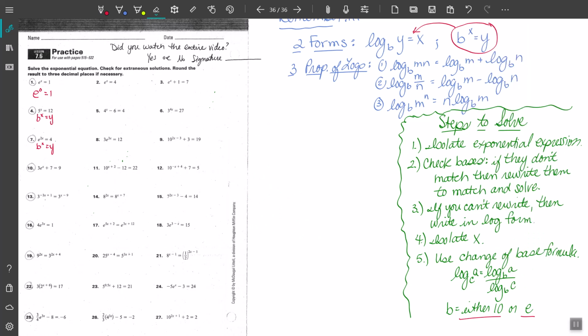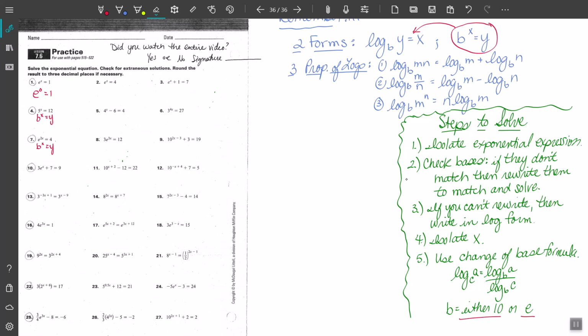Now, number 13 is a little bit unique in the fact that we have two exponential expressions. They're both by themselves on either side of the equation, but we can't really do step 1 in terms of any algebra to isolate one over the other. They're both separated out on the right and left side of the equation.